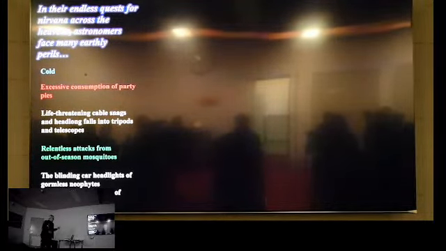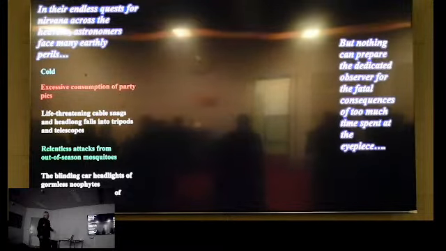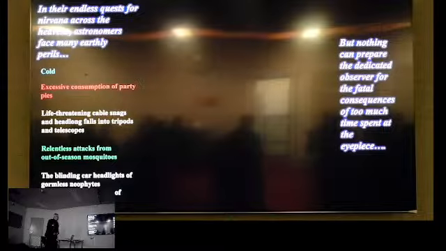And then I think we're at the last slide. In their endless quests for nirvana across the heavens, astronomers face, I've made this up, many earthly perils. Cold, excessive consumption of party pies, life-threatening cable snags and headlong falls into tripods and telescopes, which we have experienced. Relentless attacks from out-of-season mosquitoes, which we do have. And of course, the blinding car headlights of gormless neophytes, momentarily forgetful of observing protocols. I had to say that because I'm one of them. But nothing can prepare the dedicated observer for the fatal consequences of too much time spent at the eyepiece.